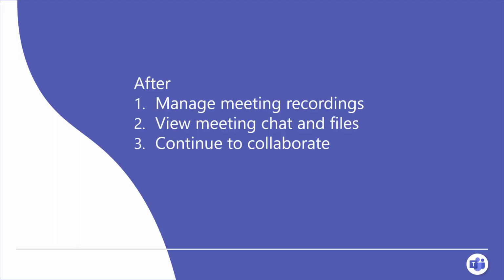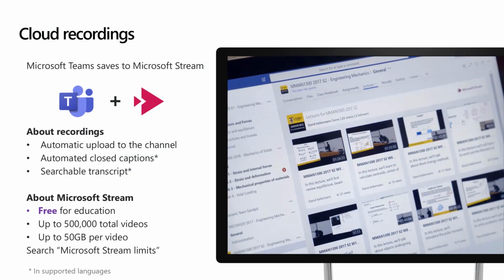Heading back to the slides now to go to the last phase of us having our online meeting, and that is what happens afterwards. We're going to now have a look at how we manage the recording, view the meeting chat and files, and continue to collaborate with the meeting attendees. Now, where does the meeting recording go? Well, that's part of Office 365, and that goes into a service called Microsoft Stream.